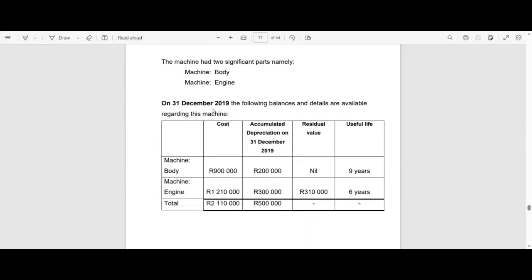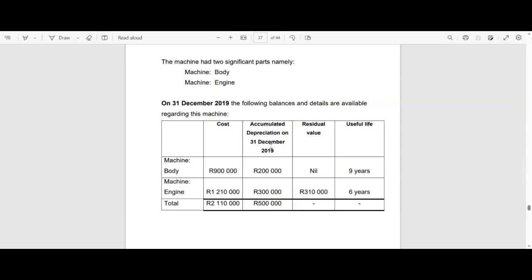Anyway, so on the 31st of December 2019, the following balances and details are available regarding this machine. The cost of the body was 900,000 rands, and the cost of the engine, which might have been bought separately and perhaps even at a different time, in this case was all purchased on the same date. But in future, we might find there could be different acquisition dates here. In any case, the cost of the engine for that machine was 1,210,000 rands.